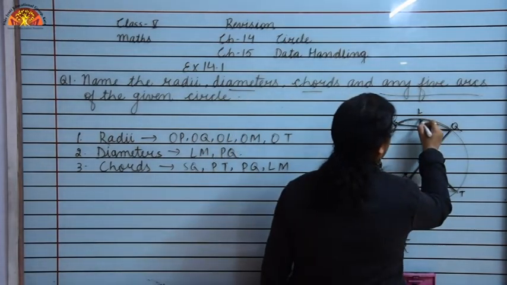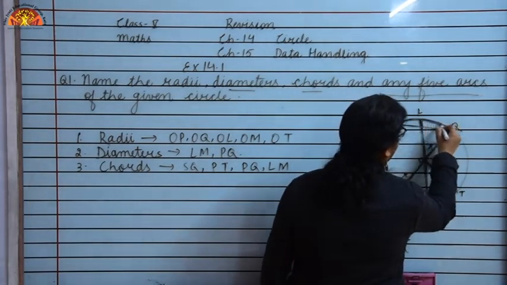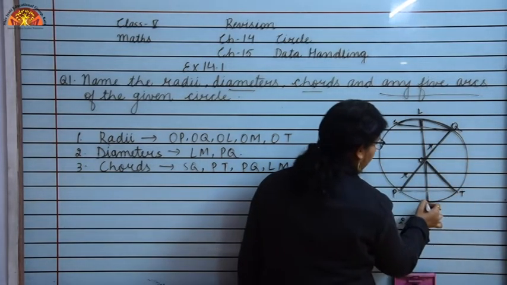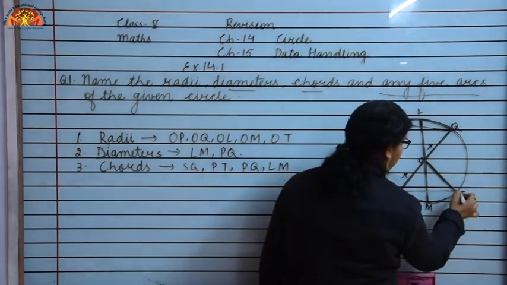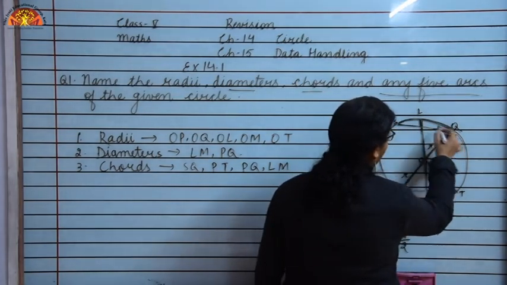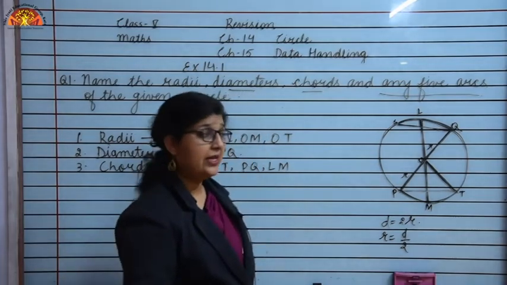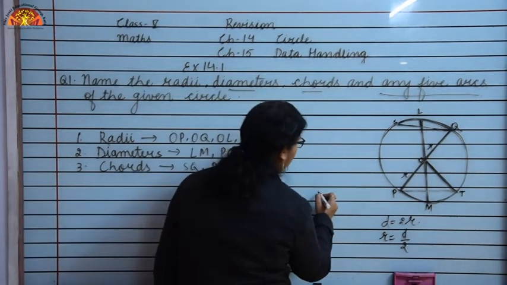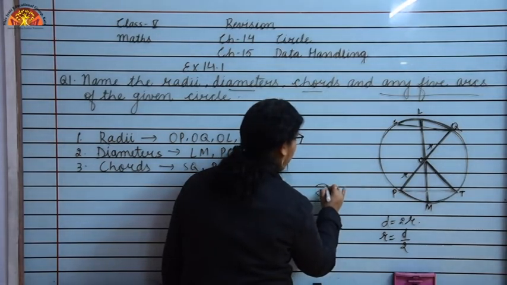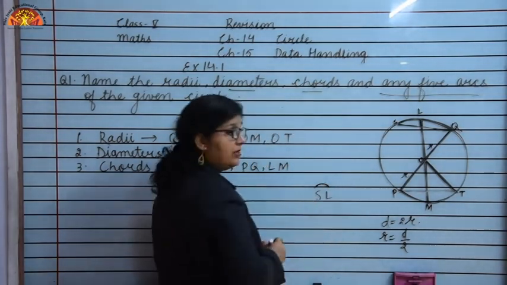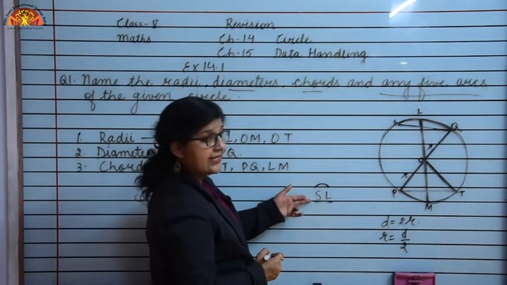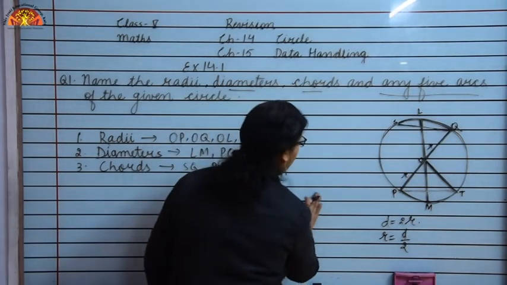Here SL, SQ, LQ, QT, TM, PM, PMT and SP. So in this way you can find many arcs here, and we represent an arc by this symbol. Suppose we have arc SL, so we mark this type of symbol on the alphabets. So it represents the arc. And how do we read this? Arc SL.